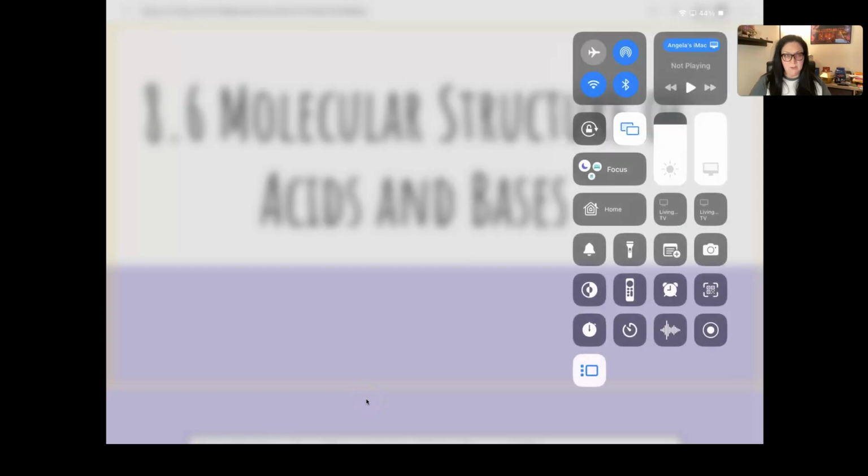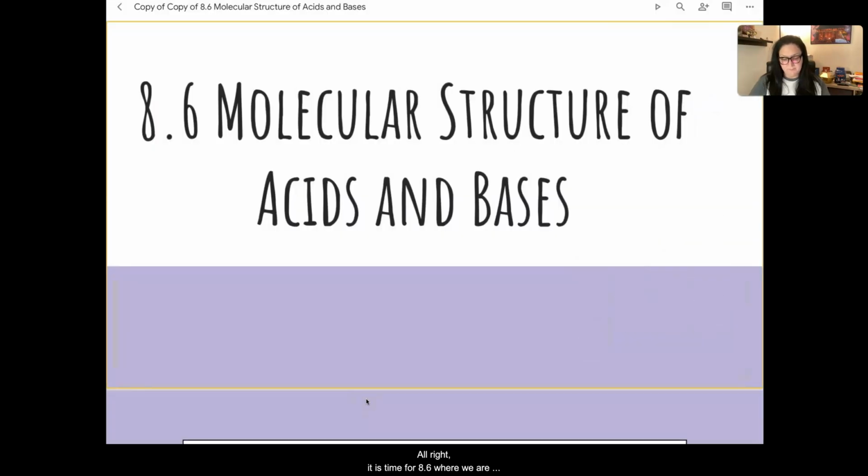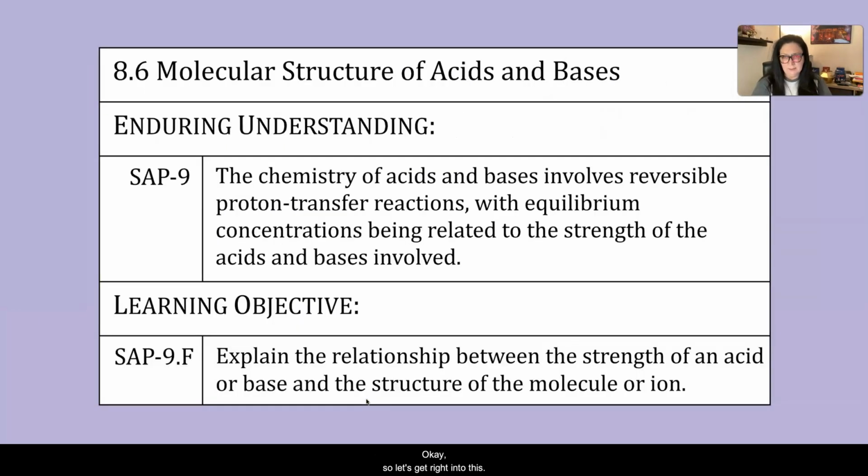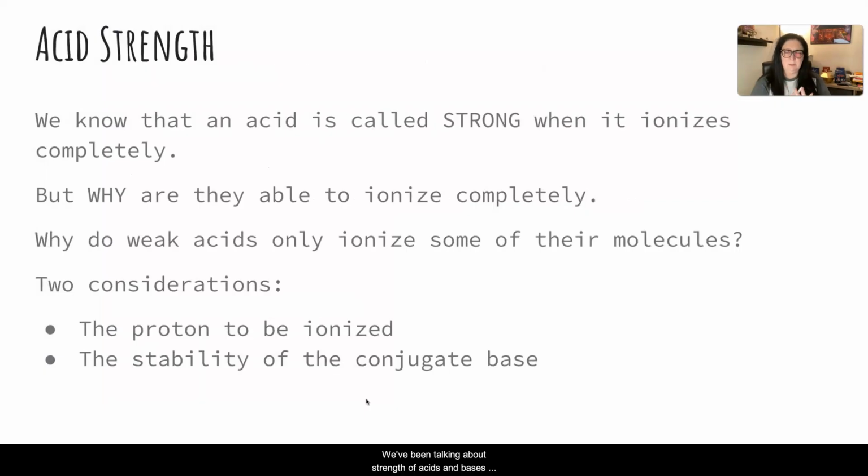Hello everyone. All right, it is time for 8.6, where we are going to talk about molecular structure of acids and bases. Okay, so let's get right into this. We've been talking about strength of acids and bases and their conjugates, and so we need to talk about why exactly does a strong acid ionize completely? Like, what's up with that? Why does it do it?